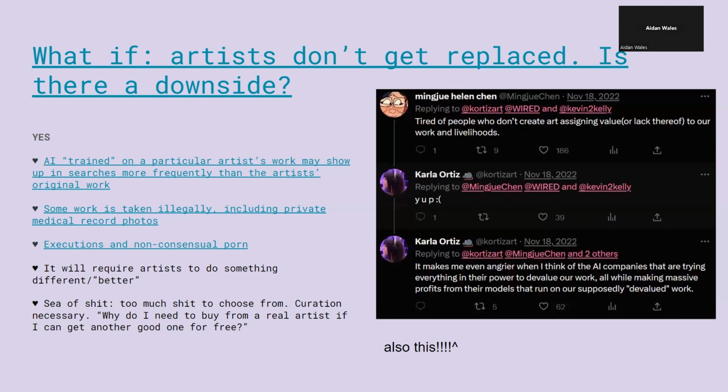That's an understatement. Again, some work is taken illegally. Not everything's taken with consent. It's not opt in, it's not opt out. Things were just taken because it was for this nonprofit for quote unquote research, whose data set is being used by for profit companies. So some private medical record photos were taken. No one really wants that.